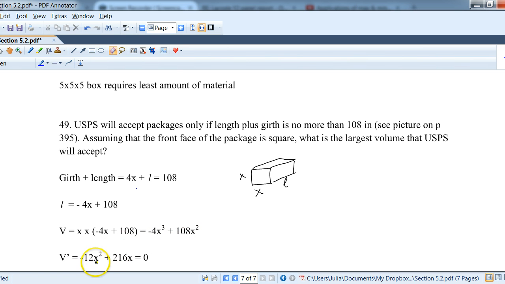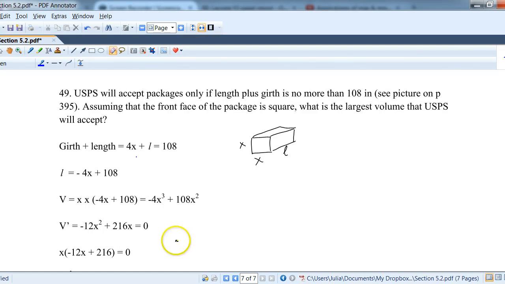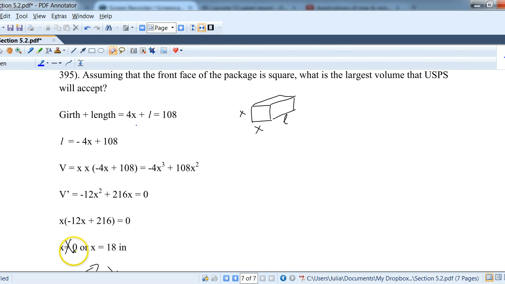You can take the derivative. So we'll get negative 12x squared plus 216x. So again, because it's a volume, we'll have a cubed, but that's okay. And I think here we can pull out an x and solve for 0. Well, x equals 0, but that doesn't make any sense. Then we would not have a box. Or x equals 18 if you solve the one in parentheses.